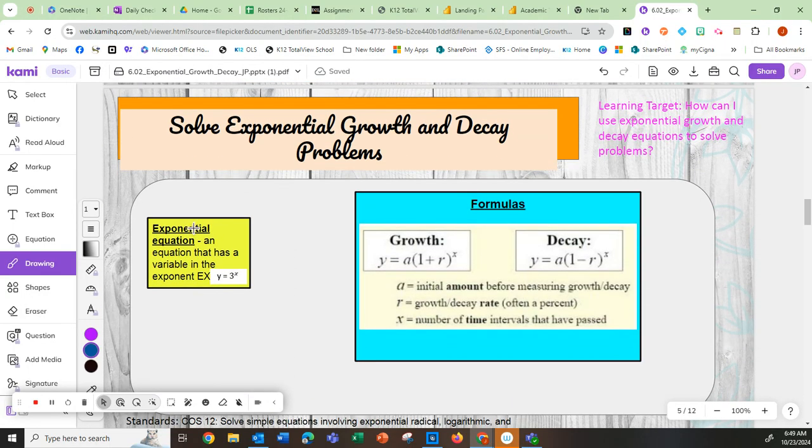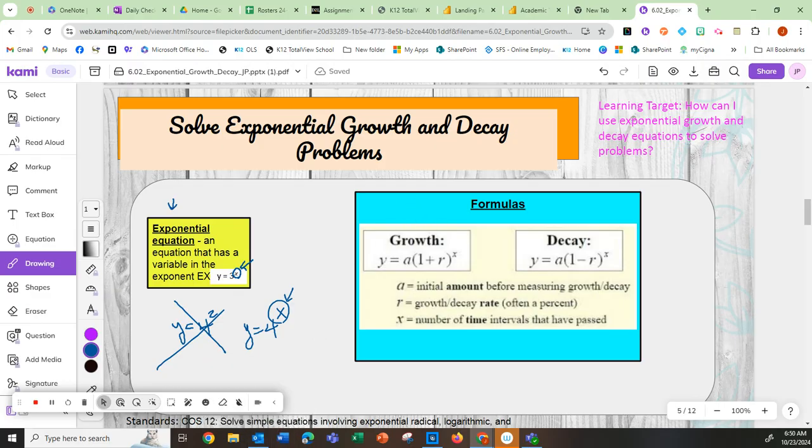So number 1, let's review in the yellow box what an exponential equation is. An exponential equation is some type of equation, so it has to have an equal sign in it, and it has to have an exponent that is a variable. So y equals 4 to the second power would not be an exponential equation, but y equals 4 to the x power would. For an equation to be an exponential equation, there has to be at least one variable in the exponent spot.